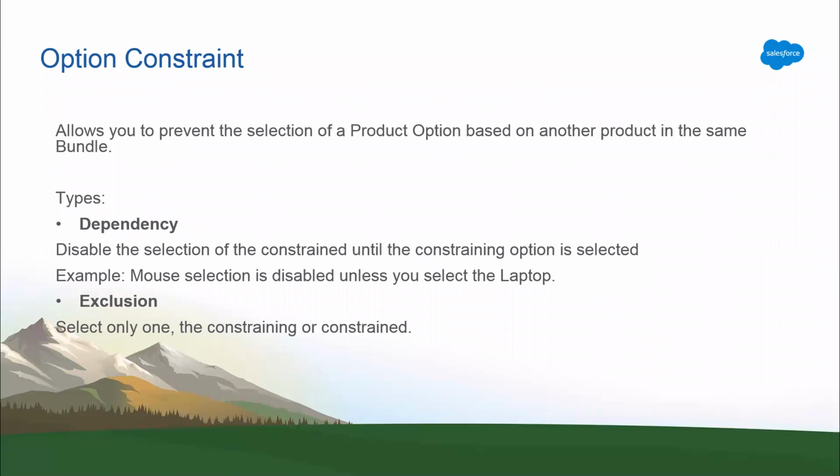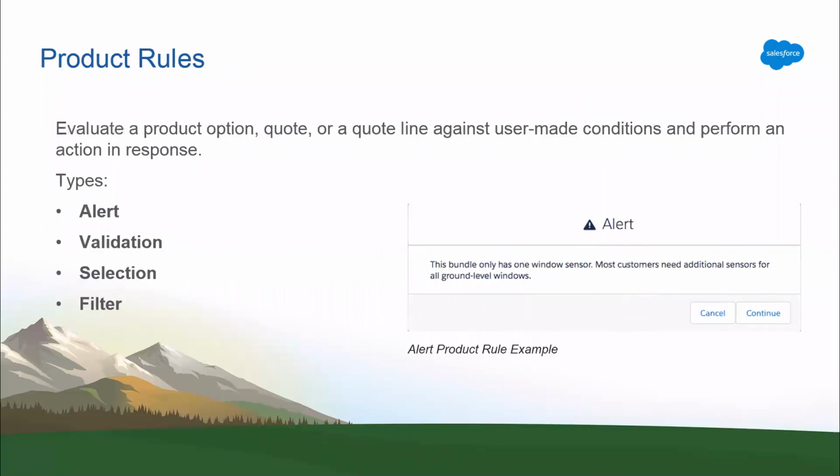So moving on, our next topic is product rules. Now in simple words, product rules evaluate conditions and do an action in response. There are 4 types of product rules: alert, validation, selection, and filter. I'm not going to be discussing the filter product rule because it's used with dynamic bundles.